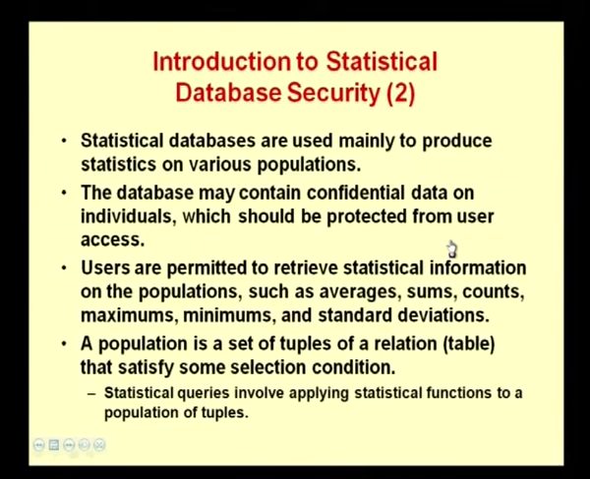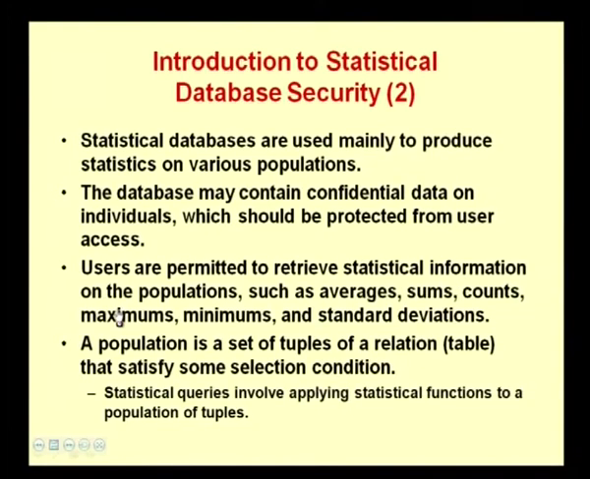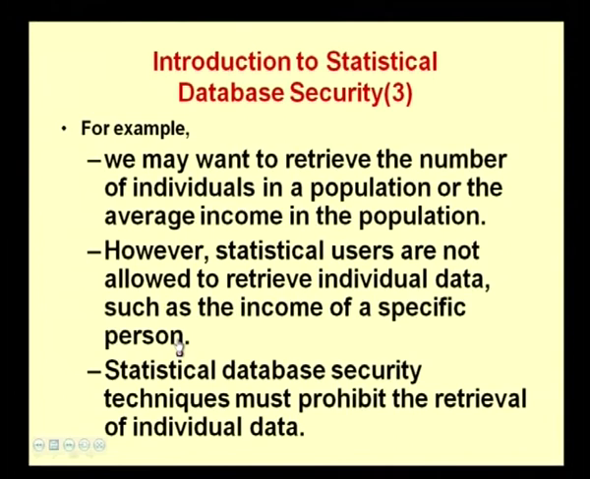The database may contain confidential data on individuals which must be protected from user access. Users are permitted to retrieve statistical information on the population, such as averages, sums, counts, maximums, minimums and standard deviations, typical statistical parameters. A population is a set of tuples of a relation that satisfy some selection condition. Statistical queries involve applying statistical functions to a population of tuples. For example, we may want to retrieve the number of individuals in a population or the average income of a population. However, statistical users are not allowed to retrieve individual data such as the income of a certain person. But you can do some averaging over all the people and then give a value.